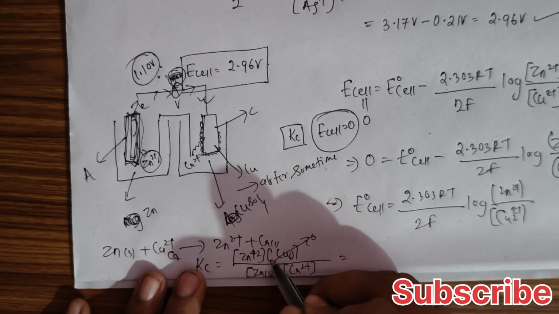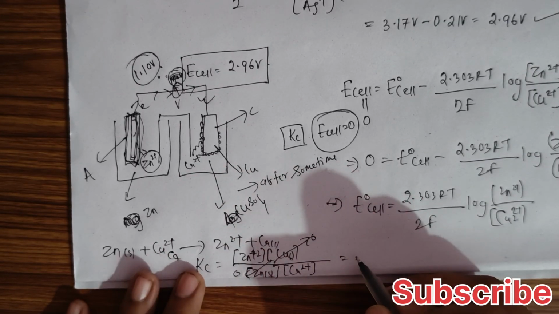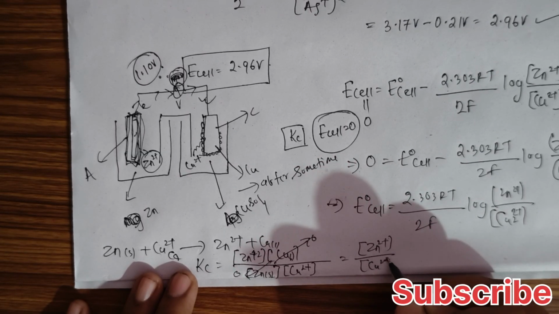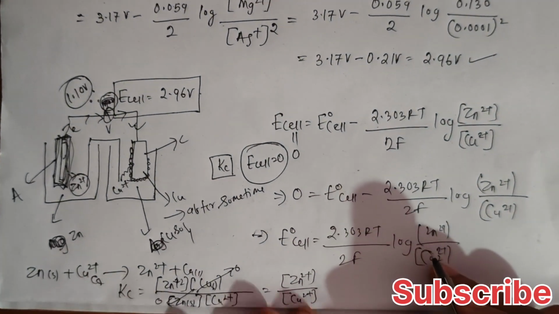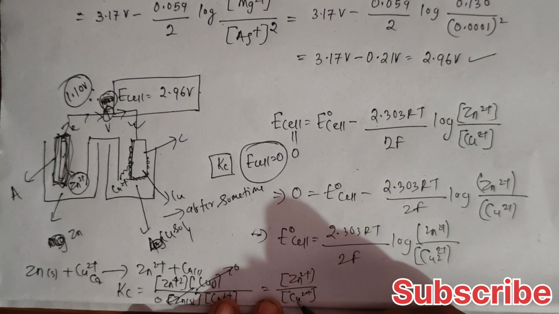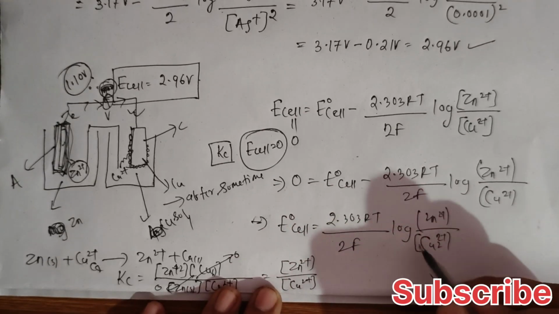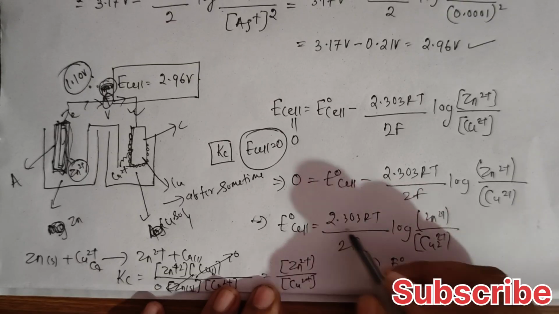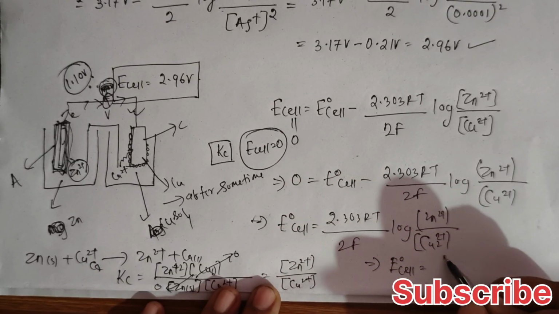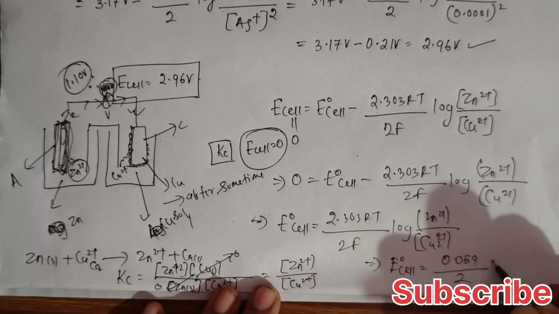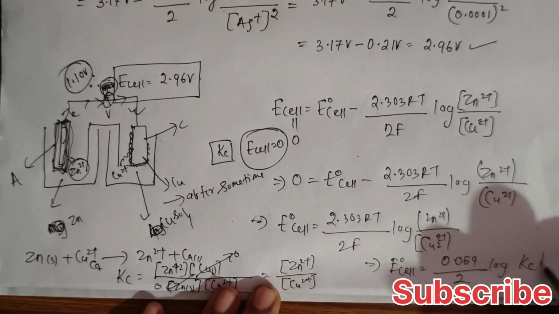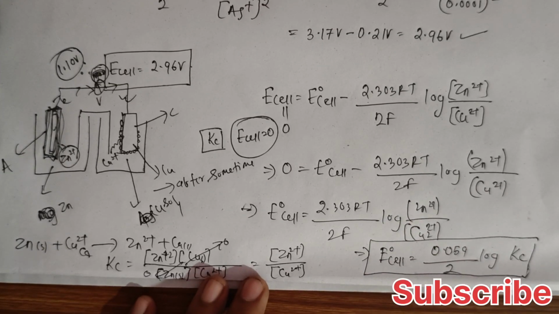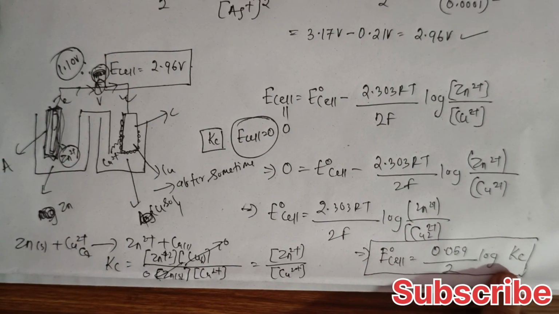As we all know, the active mass of solids is taken as unity. That means this will become Zn2+ divided by Cu2+. So Kc equals Zn2+ divided by Cu2+. So we put the value of Kc here, and E naught cell equals 0.059 divided by 2 log of Kc. So from this equation we can easily calculate the equilibrium constant, Kc.